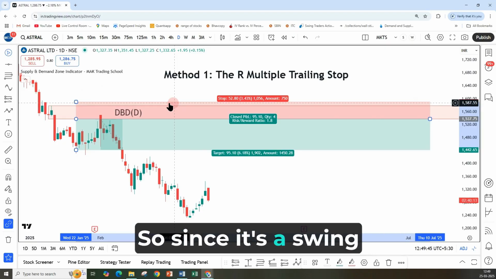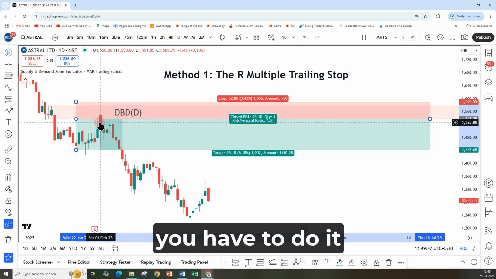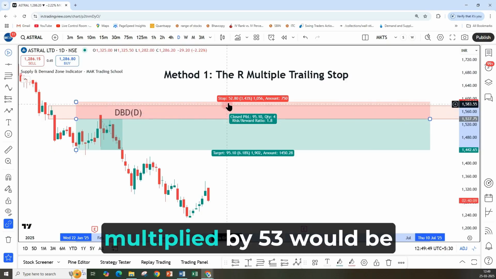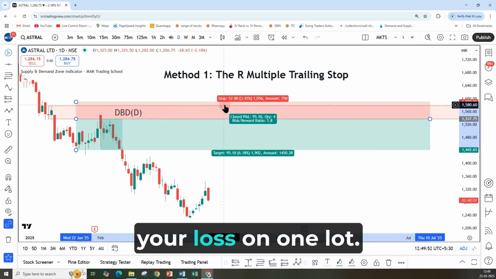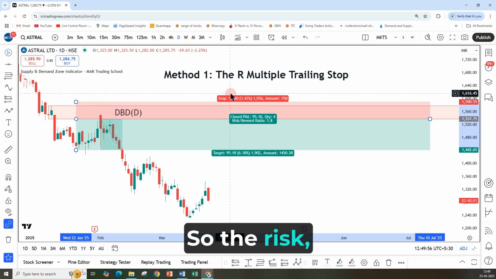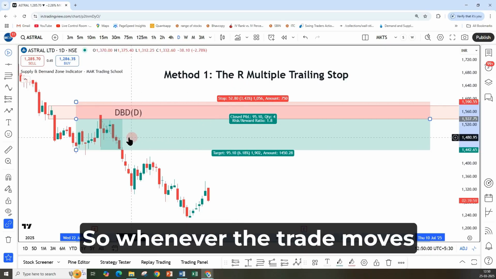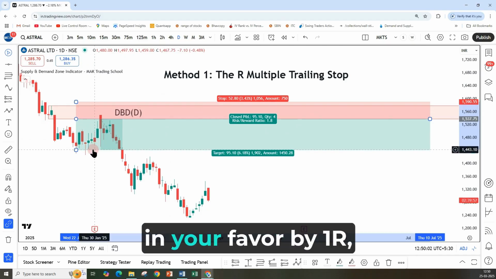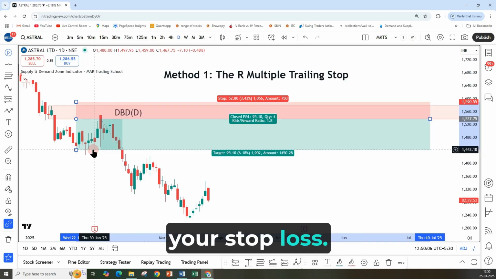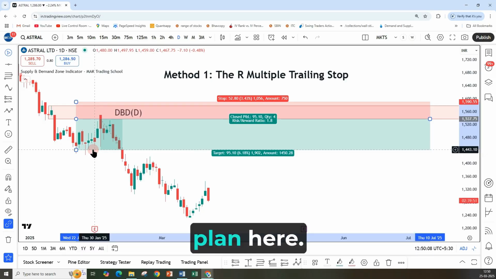Since it's a swing trade overnight, you'll have to do it in derivatives. So whatever is the lot size multiplied by 53 would be your loss on one lot. So the risk, the R over here, is 53 rupees. Whenever the trade moves in your favor by 1R, then you will move your stop loss. So that is the trade management plan here.